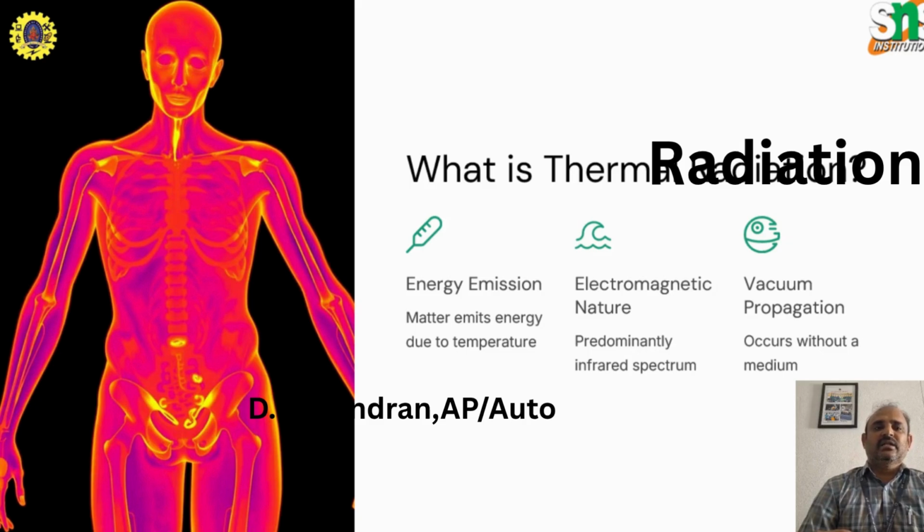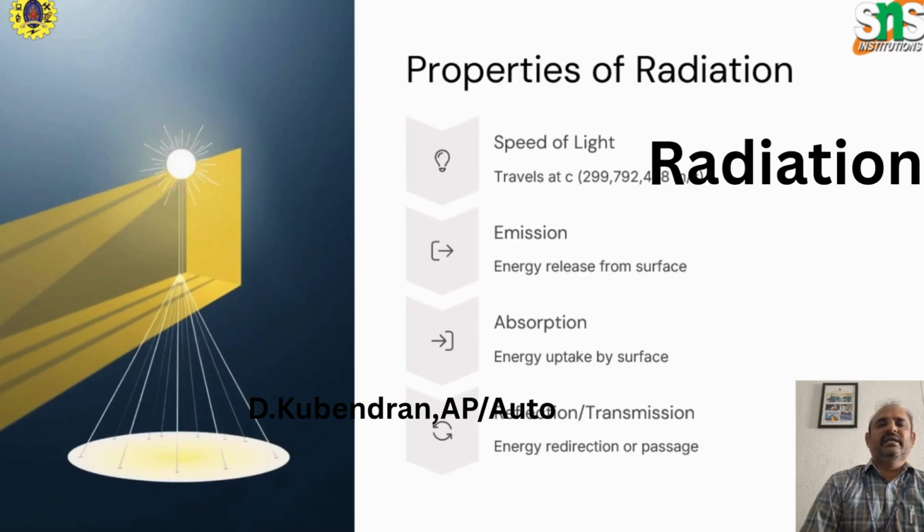In radiation, another important concept is the blackbody concept. A blackbody is an ideal surface that absorbs all incident radiation. It also emits the maximum possible radiation at a given temperature. Real surfaces emit less than blackbodies and are termed gray bodies. Blackbody radiation provides a reference for comparing real material behavior. Planck's law describes the spectral distribution of blackbody radiation.